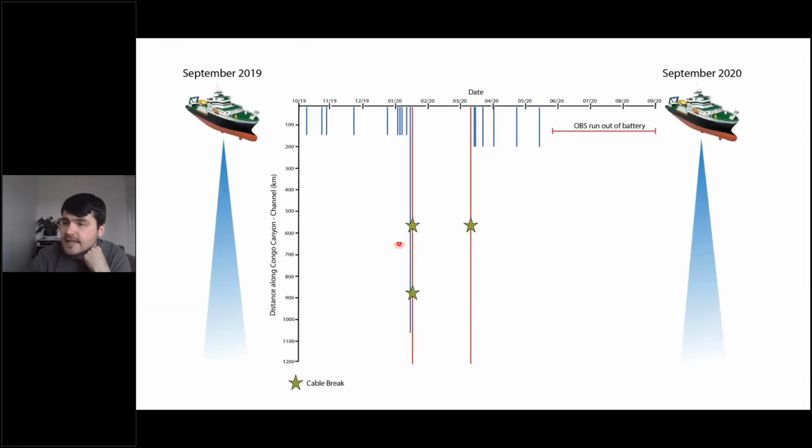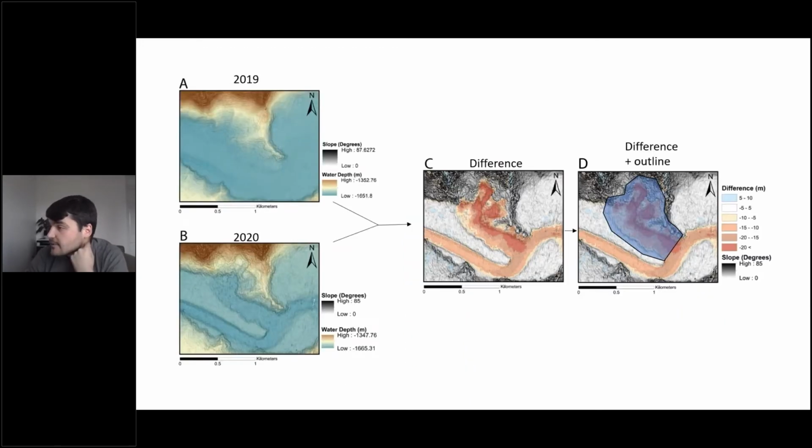So just briefly again, we surveyed the area in 2019. There are multiple filling events, and then there was a large flushing event which broke 2 submarine cables, and then there's another large flushing event which broke another cable again after it had been repaired, and then there are more filling events afterwards, documented by the OBSs that Meg just presented on. And then we did another survey in September 2020, and it's the difference between these 2 surveys that I'll be talking about today.